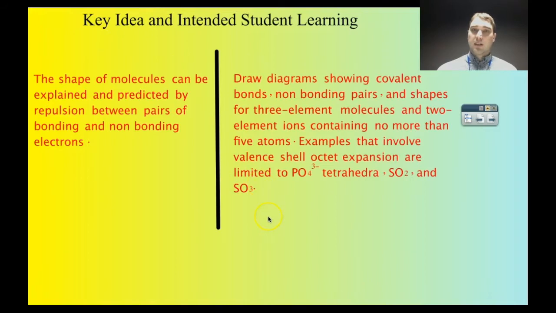The second set of intended student learning is we're looking at drawing diagrams of molecules again. This time we're going to look particularly at elements, so we're focusing on the two element ions containing no more than 5 atoms. And we're also going to look at octet expansion and the molecules that you have to draw there. There's only 3 molecules that you have to draw showing octet expansion, so phosphate ion, sulfur dioxide and sulfur trioxide.